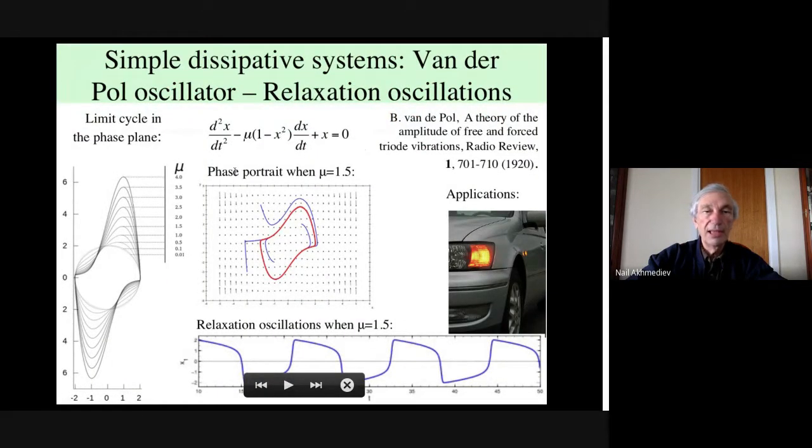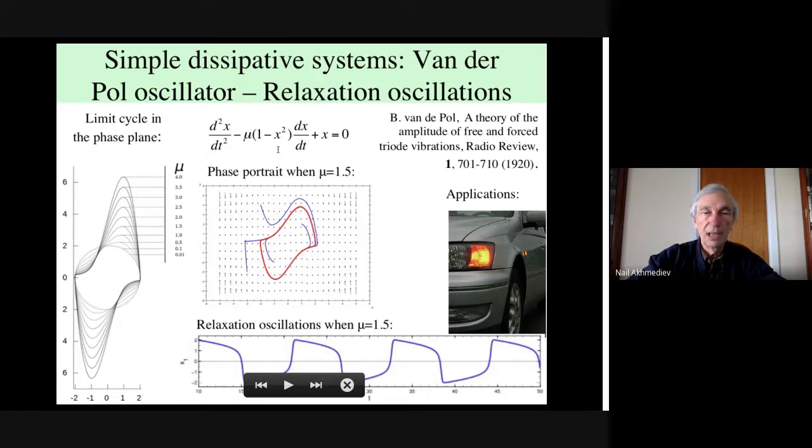A more complicated example of a dissipative system is the van der Pol oscillator. The equation for this oscillator is shown at the top of this slide. We can see that the dissipative term depends linearly on velocity, and the dissipation also depends on the amplitude. When the amplitude is small, the dissipation actually becomes gain rather than dissipation.